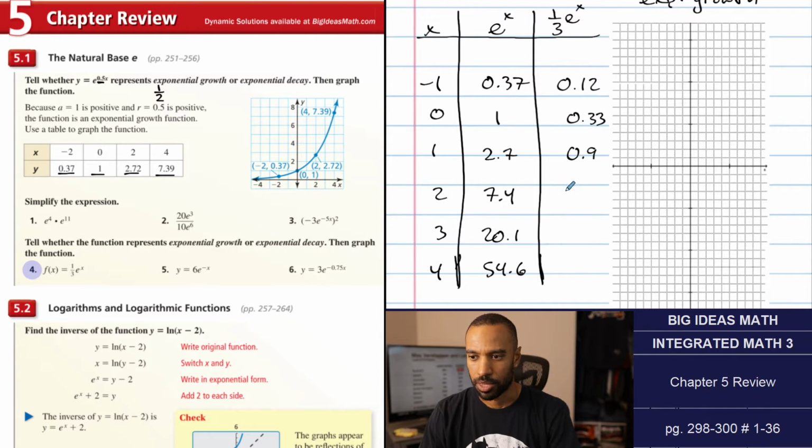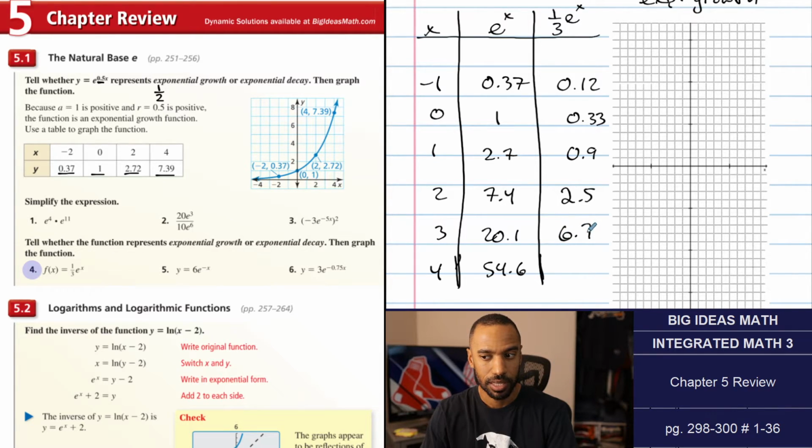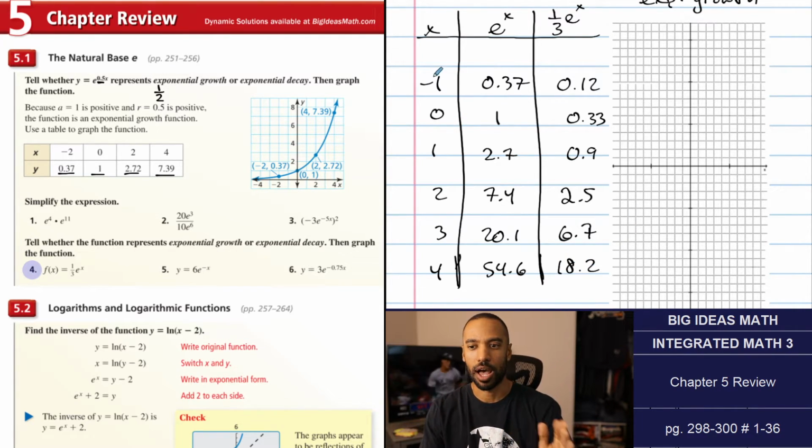Oh, geez, I'm having trouble with that one. 2.5. Well, it's kind of 2.5-ish. I'm going to err to the side of 2.5, given that that would be 7.5 if you tripled it. 20.1 divided by 3 is 6.7. And this is around 18. Remember, these are rounded numbers, but this is 18.2. So these are numbers we can plot: when x is this, y is that.